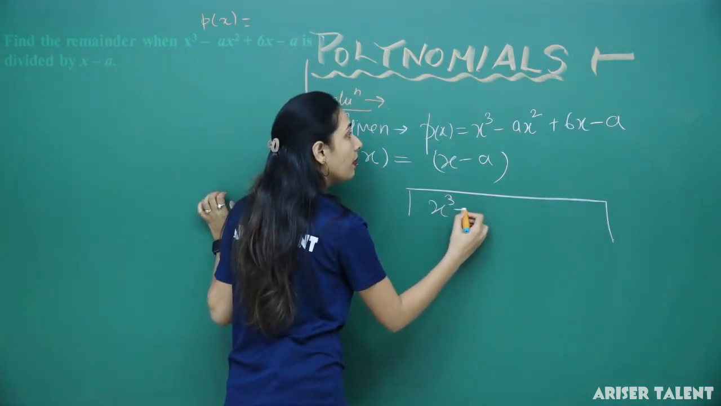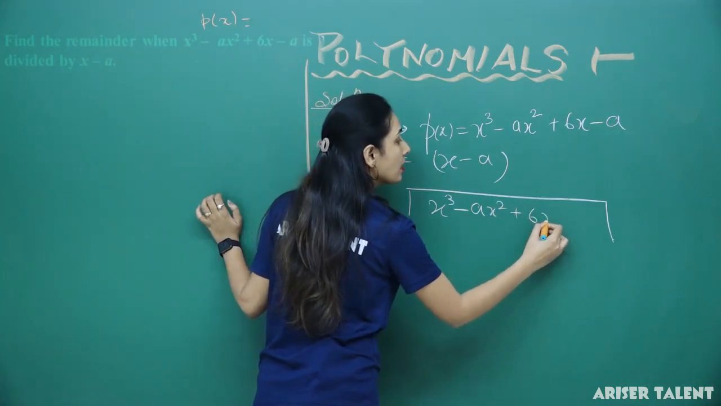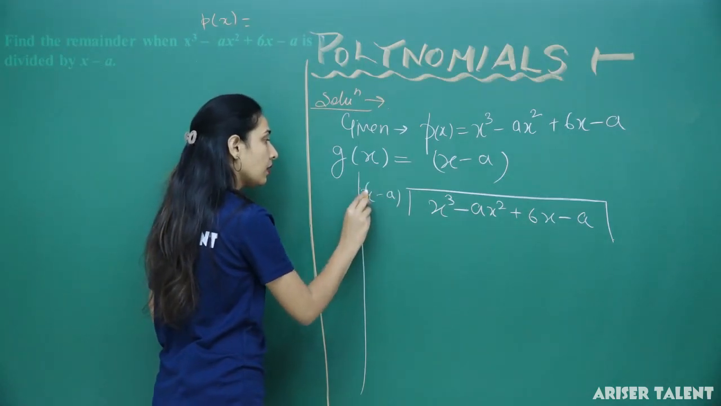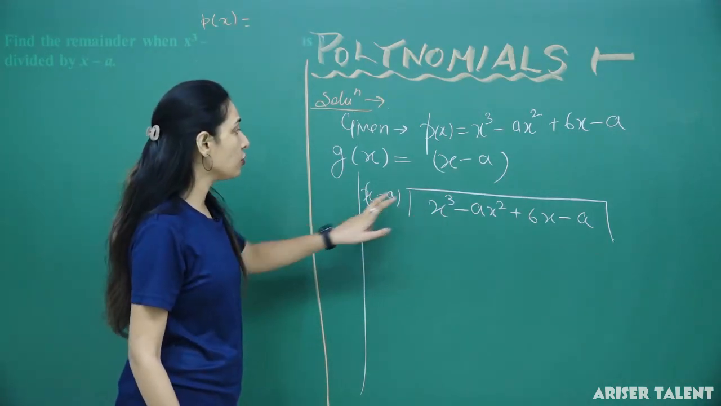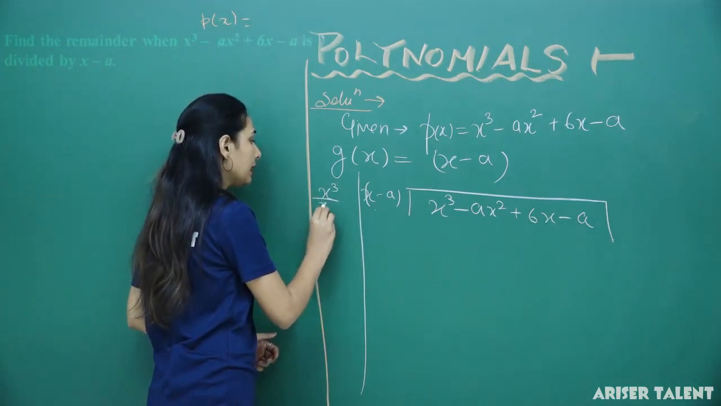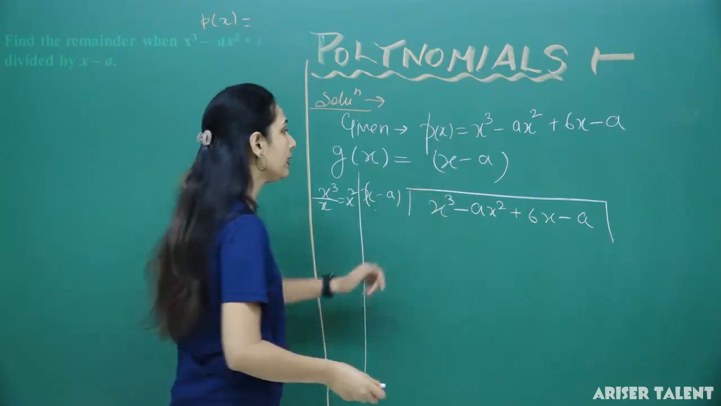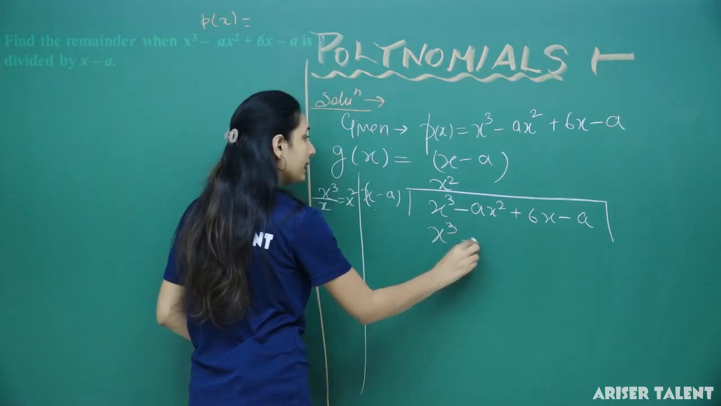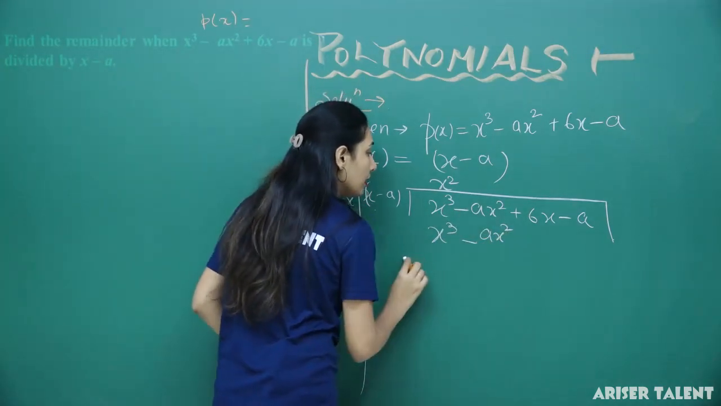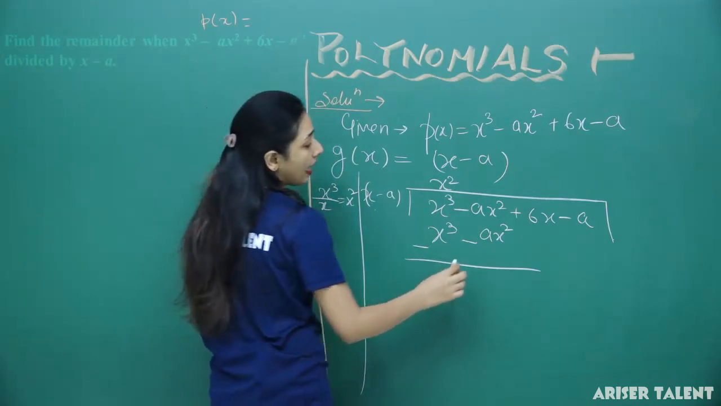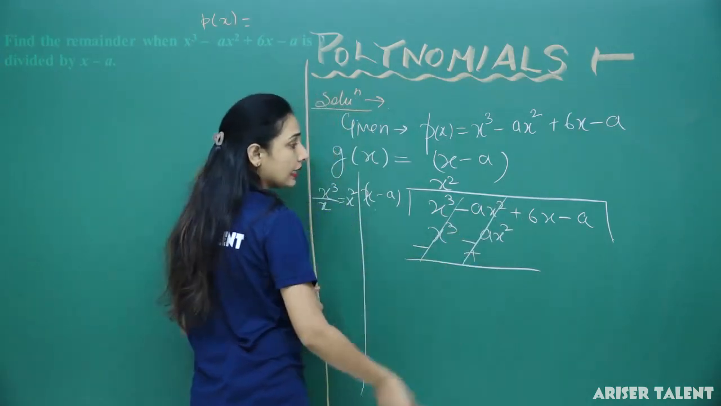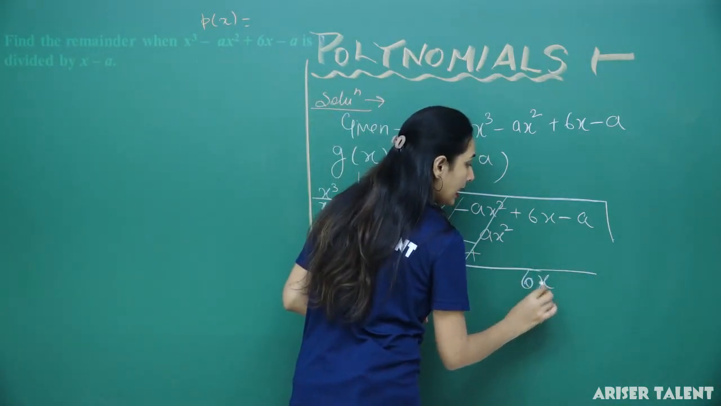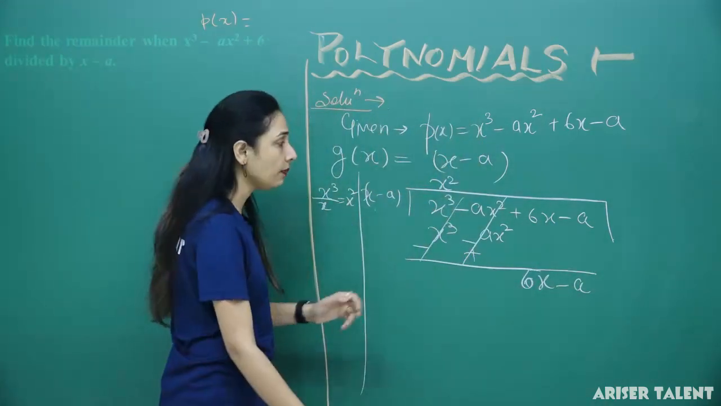We have x cube minus a x square plus 6x minus a, to be divided by x minus a. Dividing x cube by x gives x square. Multiply this by x minus a, which gives x cube minus a x square. Subtract it, the signs will change, minus and plus, so x cube and a x square cancel. The remainder so far is 0, and we note down 6x minus a.